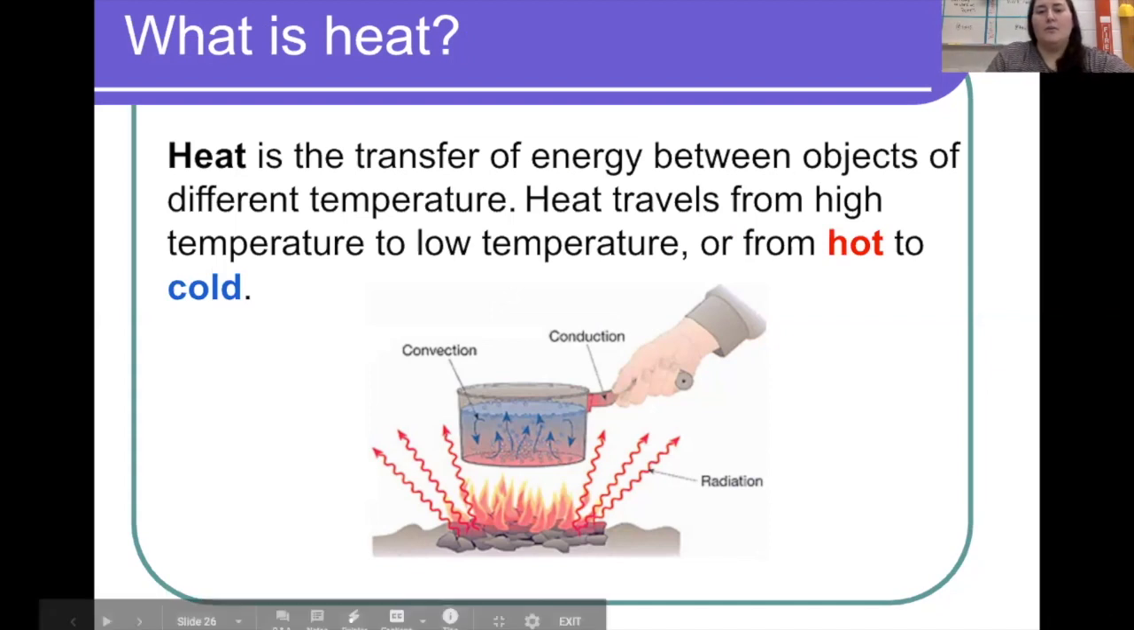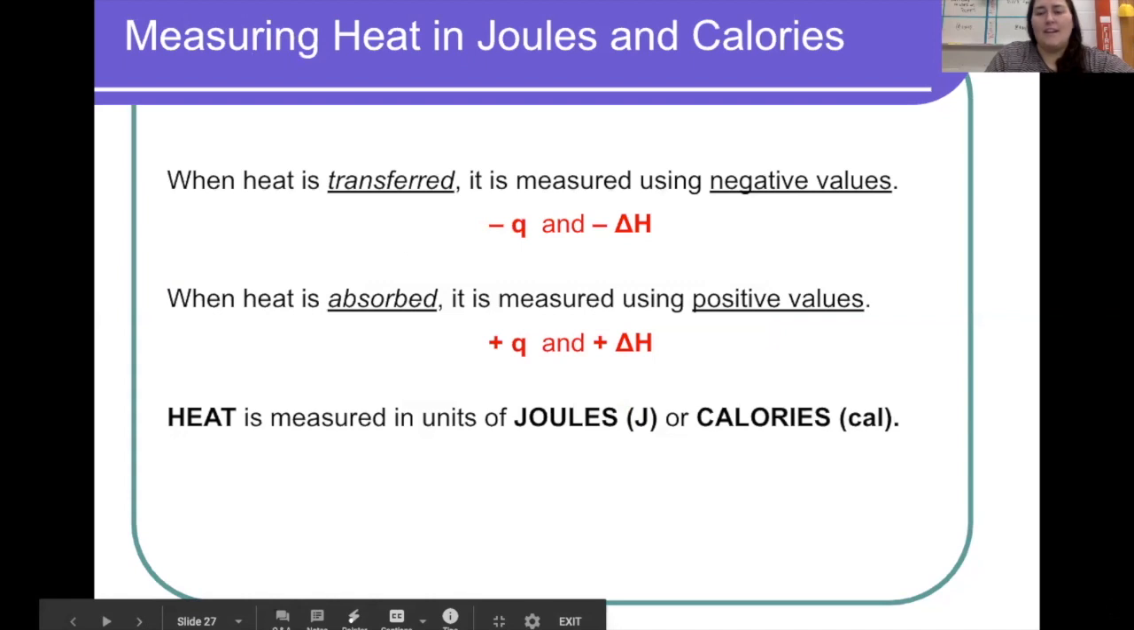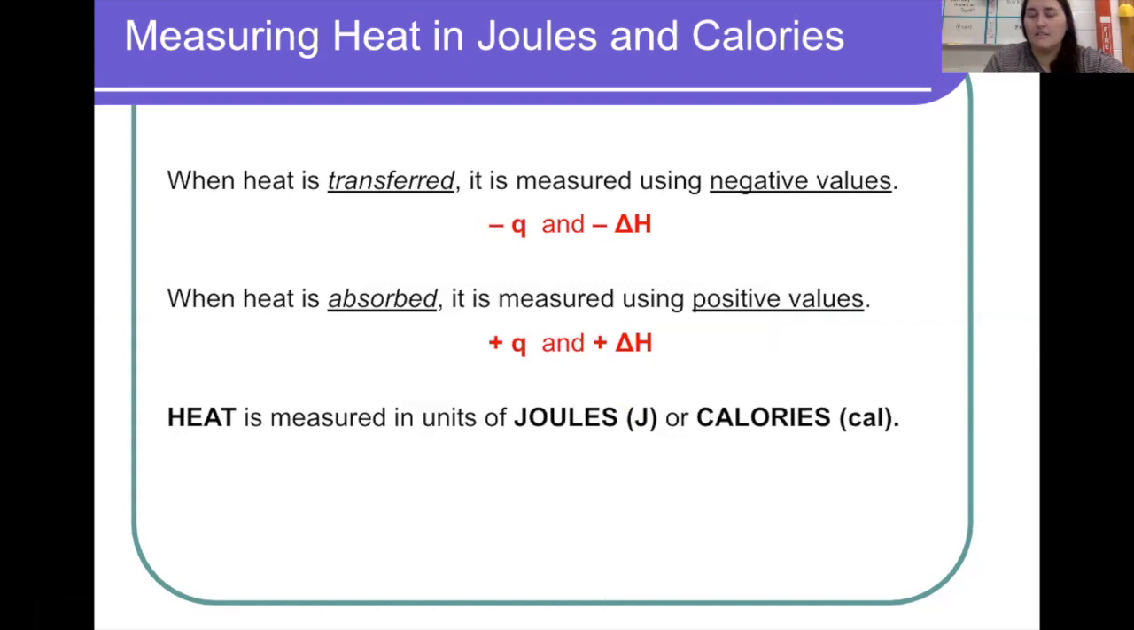And so when heat is transferred, we're going to use negative values. So you're going to have a negative Q. And you might have seen that in our lab on Friday or Monday, whenever your class did it. When we heated up the different snack foods, did that heat transfer to the water? Think about that. If you had a negative Q, you were correct.